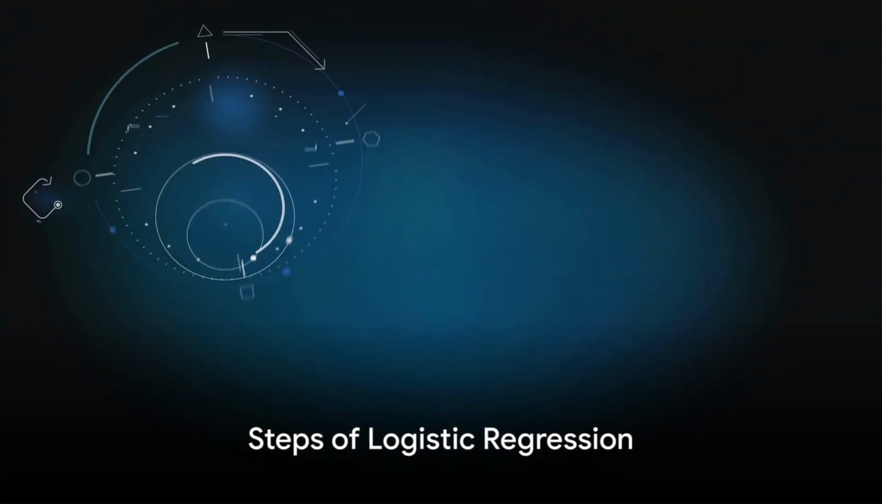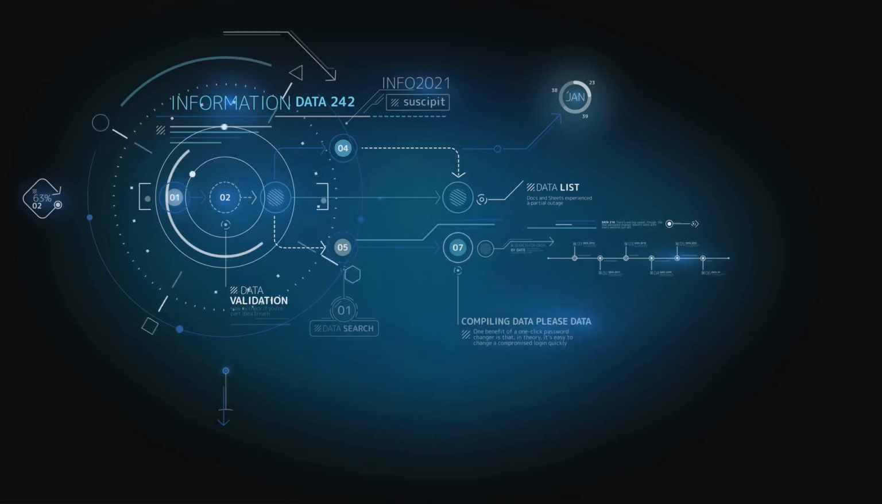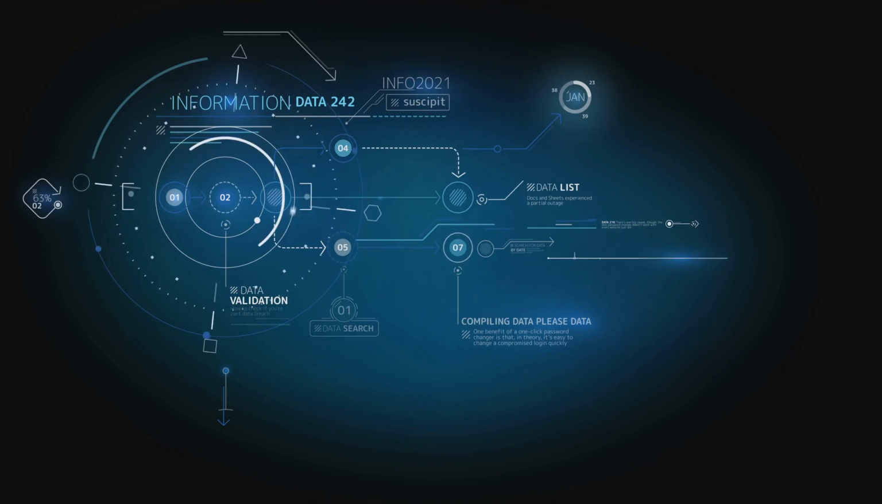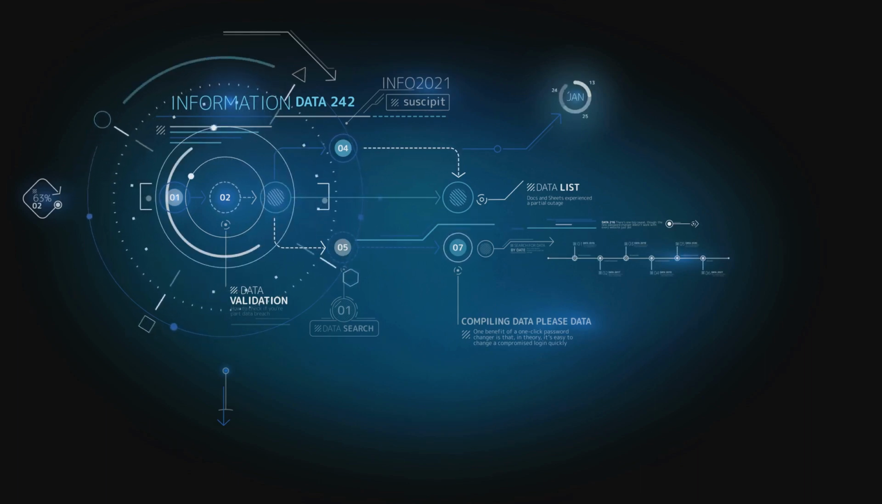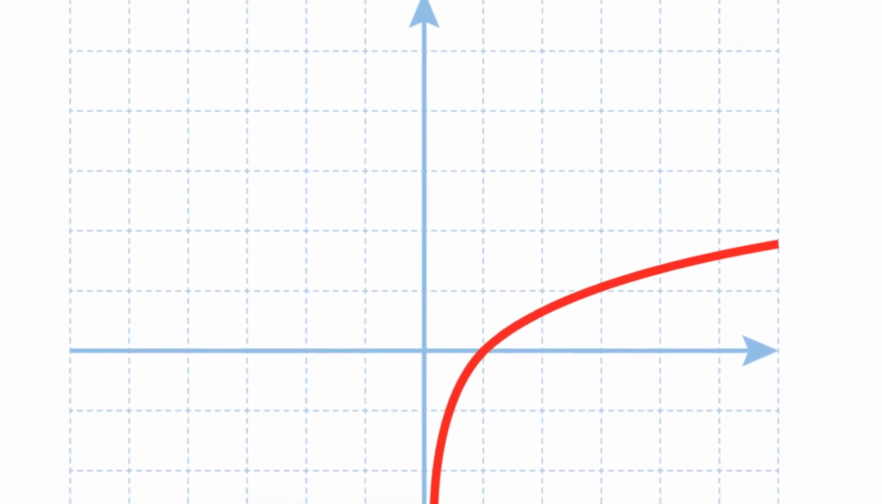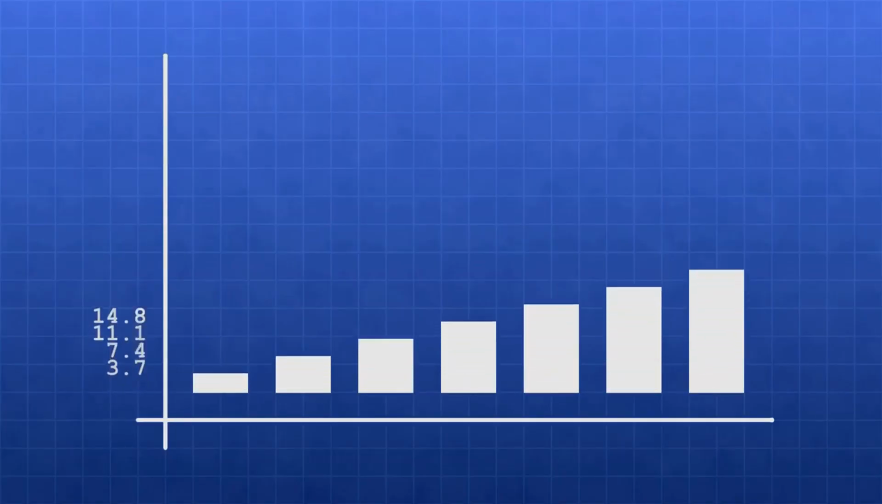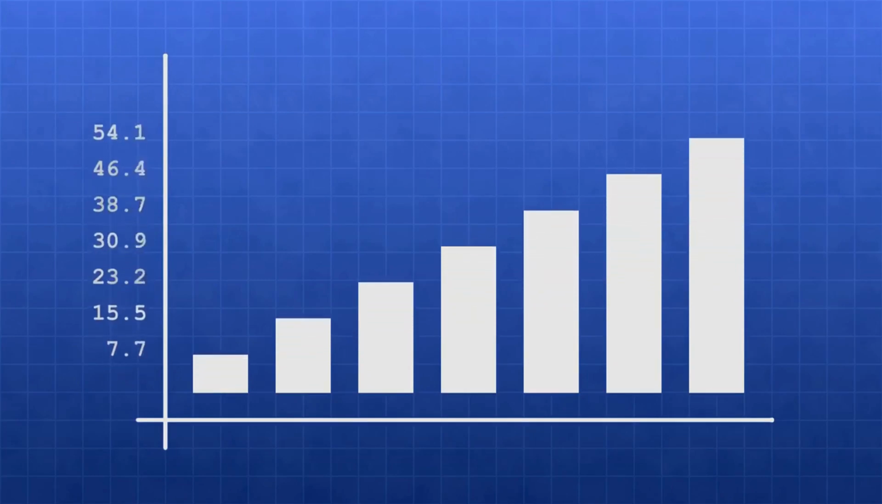The first step in logistic regression is to have a set of data. This data should have one binary outcome variable that you're interested in predicting, and one or more predictor variables that you believe may influence the outcome. Next, it's time to apply the logistic function. This function takes any input and transforms it into a value between 0 and 1. This value can be interpreted as the probability of the outcome occurring.